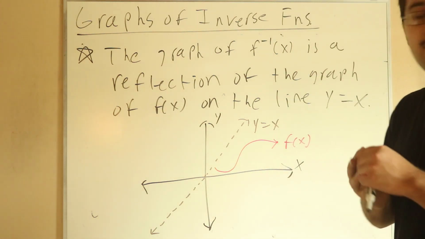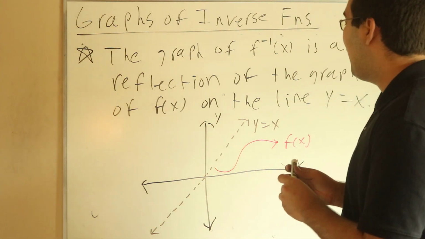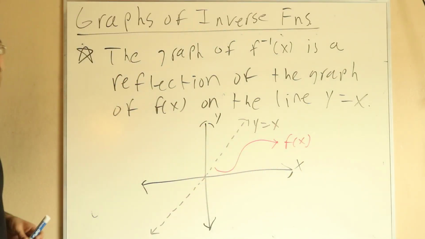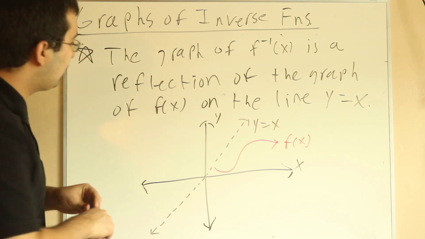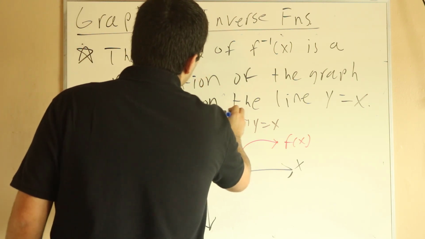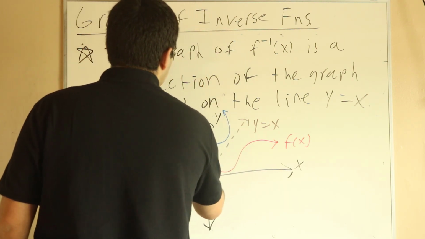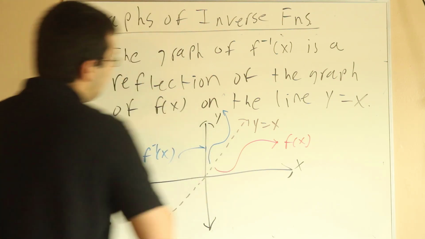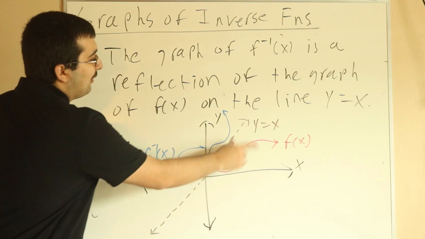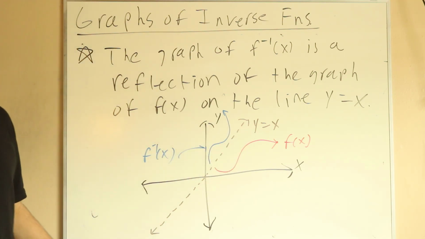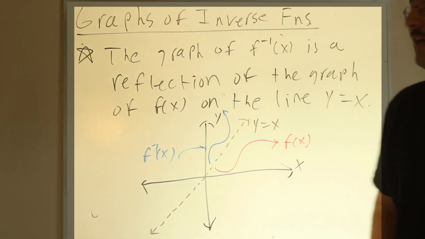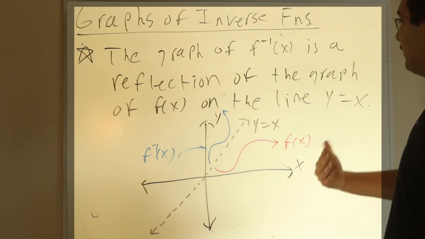Say I have my original function f of x, then the graph of f inverse of x is taking this image and folding it over the line y equals x. In other words, it'll look something like this. And this blue line is f inverse of x. This is the big idea for graphing inverses. You are just creating a reflection across the line y equals x. So that's really all it is when it comes to the graphs of inverses. It's a pretty interesting thing to note that they're just reflections.